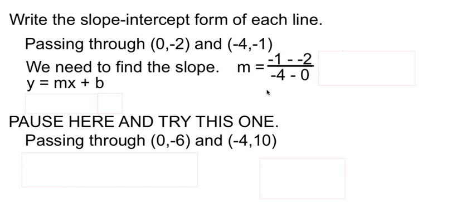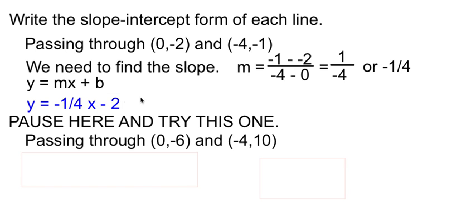Well, like we did last time, the slope is y minus y, -1 minus -2, over -4 minus 0. Cleaning up the arithmetic, we get 1 over -4, or we could call that -1/4. So now we can plug the information into y equals mx plus b. Y equals -1/4 x, because that's the slope, and then plus -2, or you could just say -2, because that's the intercept.